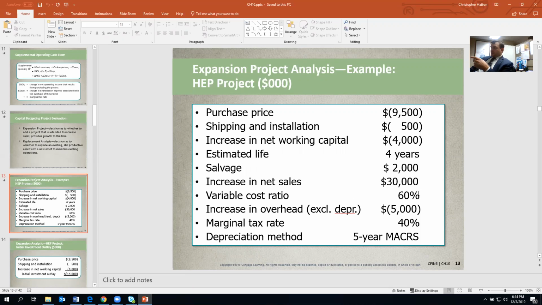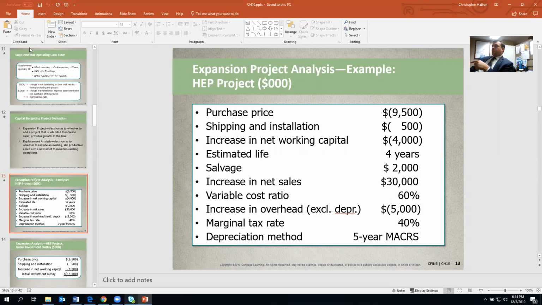Variable cost ratio is 60%. So you're always going to multiply your net sales by your variable cost ratio to get your variable costs. Increase in overhead, excluding depreciation, so you didn't add back in the depreciation, you're going to be down 5,000. Marginal tax of 40%. And then depreciation method, 5-year MACRS.